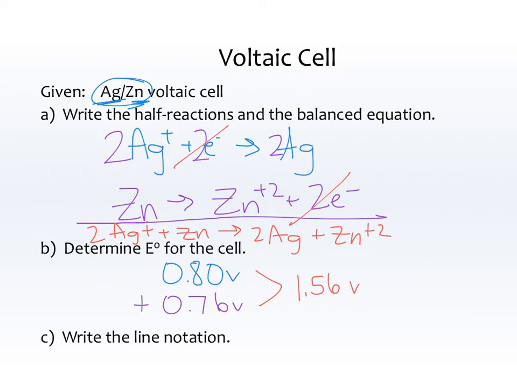And then finally your line notation will always start with oxidation, and then it's just what's happening in each beaker. So on the oxidation side we have Zn turning into Zn+2, double slash. On the reduction side we have Ag+ turning into Ag, and that's your line notation.